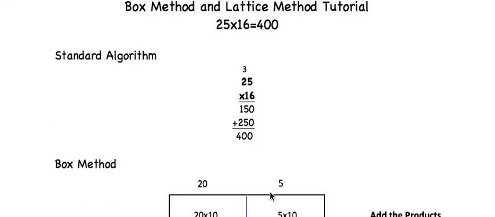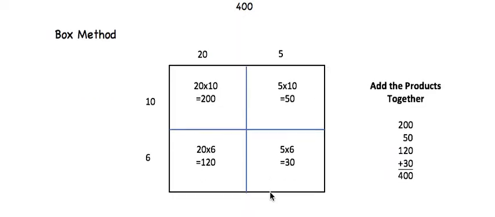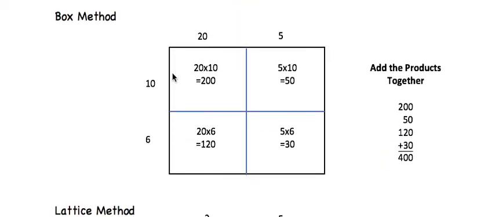Now, the box method is a little bit different. We draw a big box, and then we draw 4 compartments. And what we do with the box method is we break it up so that 25 becomes simpler numbers. We get 20 and we get 5. 16 then becomes 10 and 6. And in each box we do a multiplication problem that's theoretically simpler than 25 times 16.